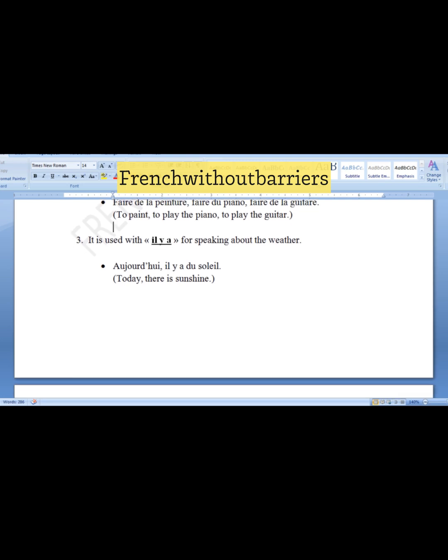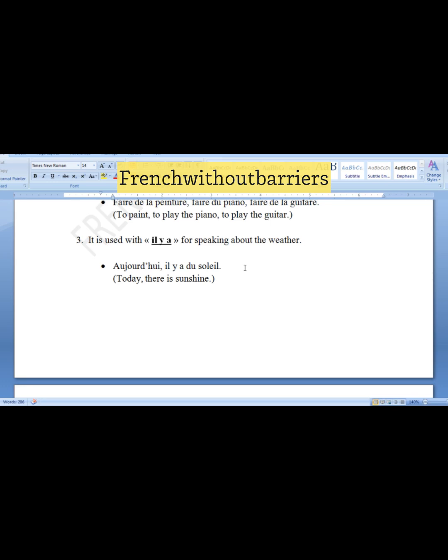Now let's go to the third usage today. It is used with il y a for speaking about the weather. Now, guys, after il y a, if you want to talk about the weather, we are going to use our partitive articles. For example, aujourd'hui il y a du soleil. Today there is sunshine. Now, guys, if you see, your partitive article is there before soleil. Of course, you cannot measure sunshine, and that is why you have your partitive article here.